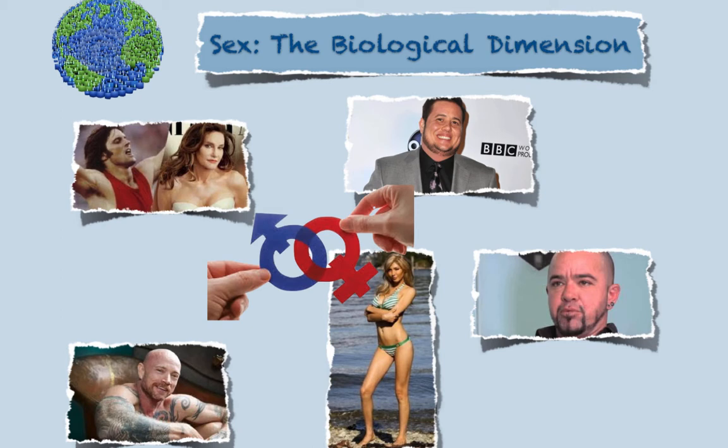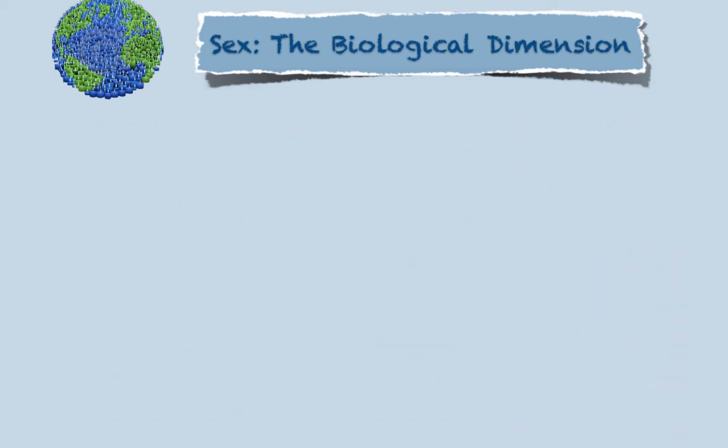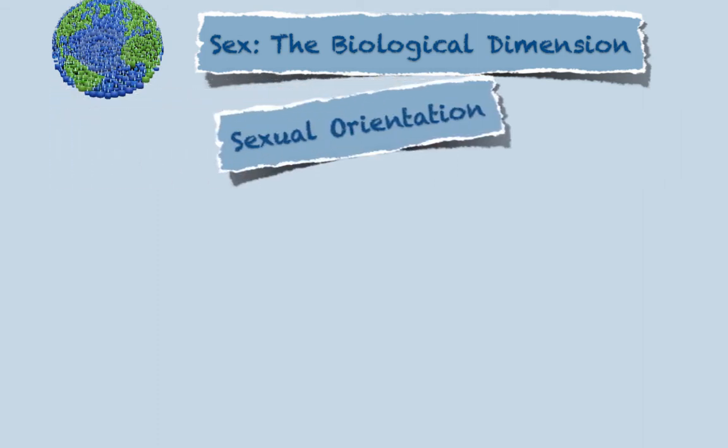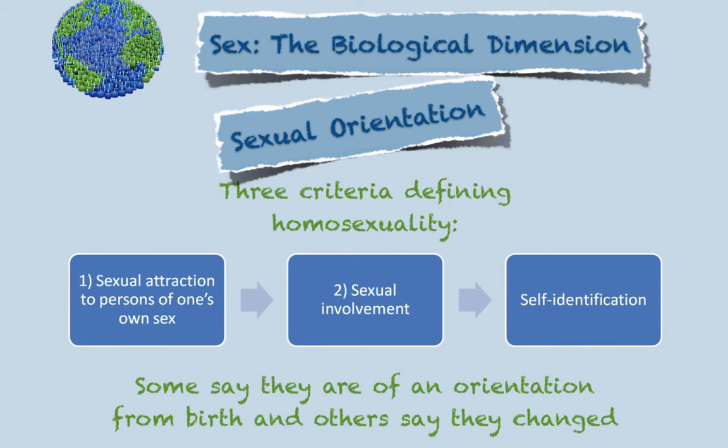Now, when we talk in terms of other dimensions, in terms of the biological dimension, there is the issue of sexual orientation, where there are three key criteria for defining homosexuality. One of them is the sexual attraction to a person of their own sex. And two is the sexual involvement with a person of their own sex. But as importantly, if not more importantly, is the self-identification. That is, seeing oneself in that way.